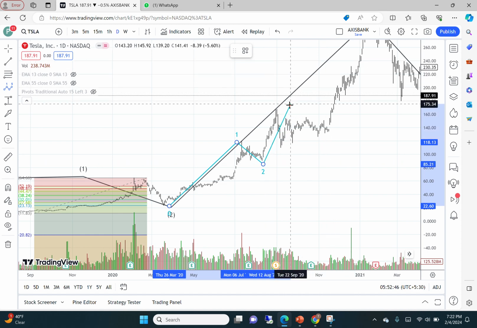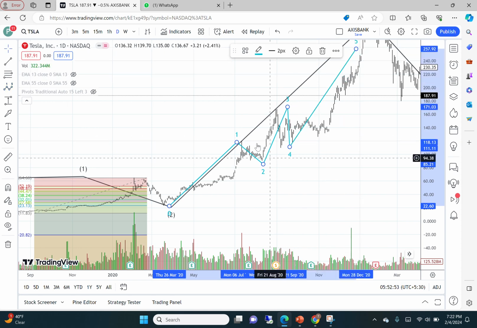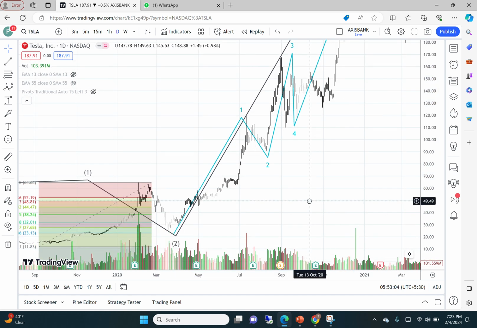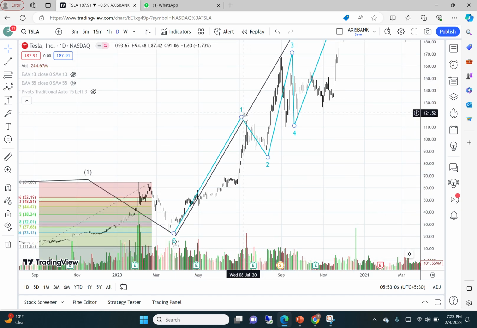I don't know where my 3 is. 3 could be here and 4 could be here, but based on the main rule, it should not interfere with the body of wave 1. So this is wrong actually. The plotting that I'm doing is wrong somewhere here, so I have to correct it. It doesn't make a difference, but this is not my wave 1.